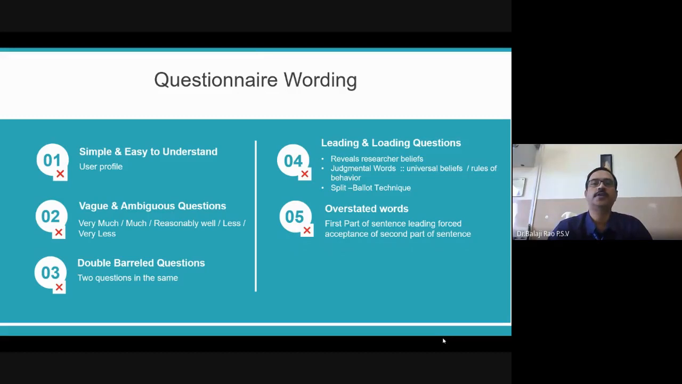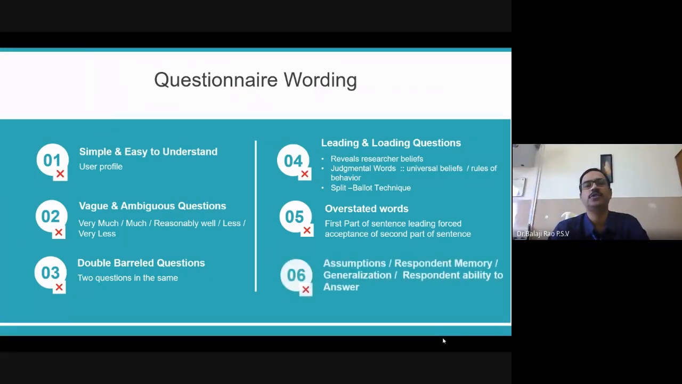And the other important factor to be avoided is overstated words, where the first part of the sentence leads to forced acceptance of the second part of the sentence, as I was showing in the example of automatic car preferences over semi-automatic or manual cars. There are statements where the first part certainly makes us accept the second part, and such statements all need to be avoided while designing an effective questionnaire, so that the respondent feels comfortable answering.